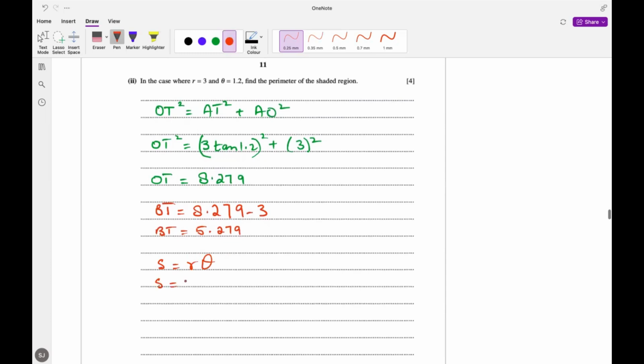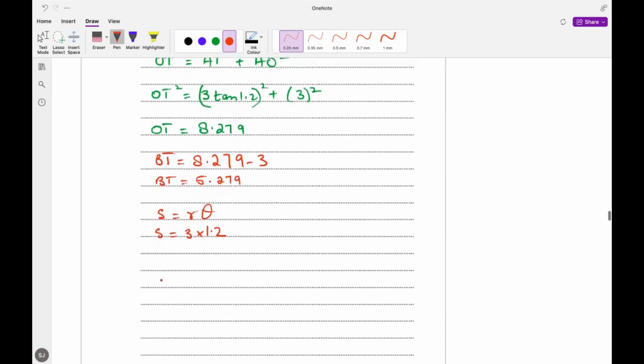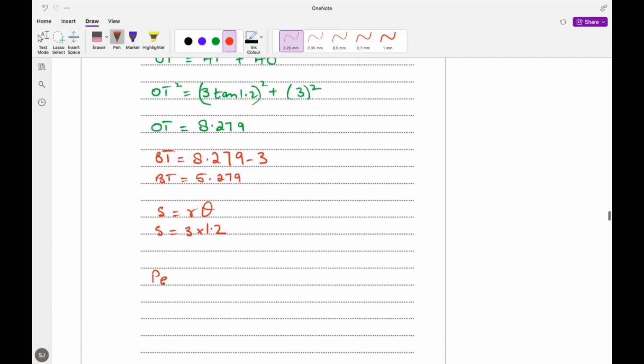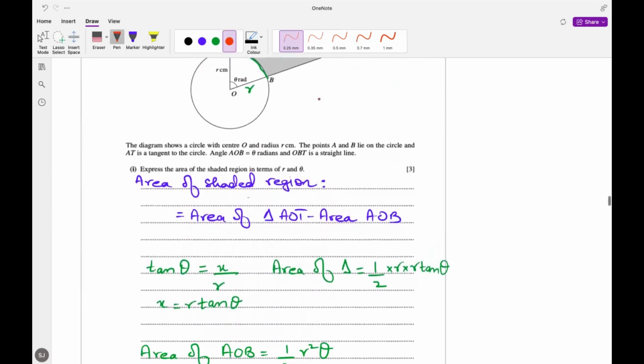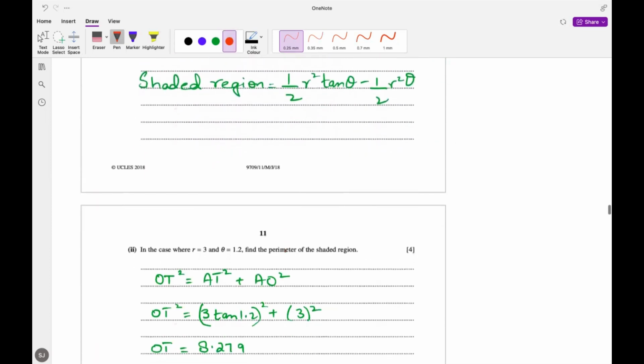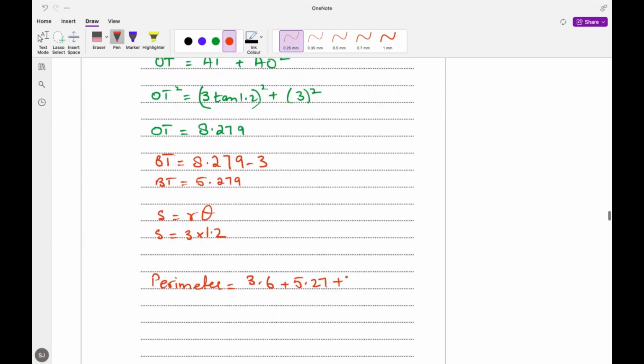Now to find the arc length, we know that the formula is S equals r theta. So r is 3 into 1.2. Finally, we'll find the sum of all the 3 sides. So the perimeter will be equal to 3 into 1.2, which is 3.6, plus 5.279, plus the length of AT, which is r tan theta. So the length of AT will be 7.716. Finding the sum will be equal to 16.6 centimeters.